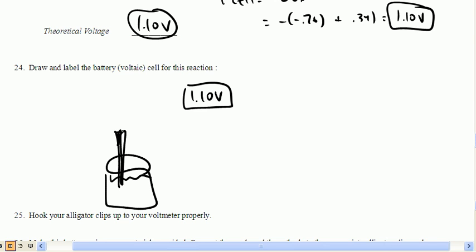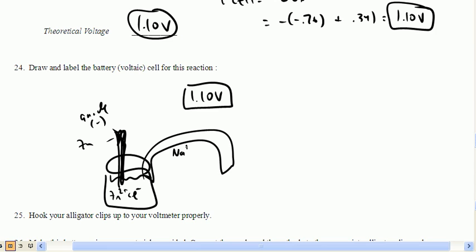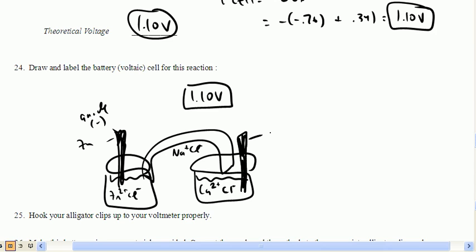I'm going to have my anode, which is going to be negative, and that's going to be Zn, and that's going to be Zn2 plus and Cl minus, and that's going to be connected via Na plus Cl minus to Cu2 plus Cl minus, and inside that is going to be the cathode, which is going to be Cu, and everything's going to be connected. Electrons are going to be flowing. If you put the Cu on the left side, electrons would be flowing to the left in this battery.